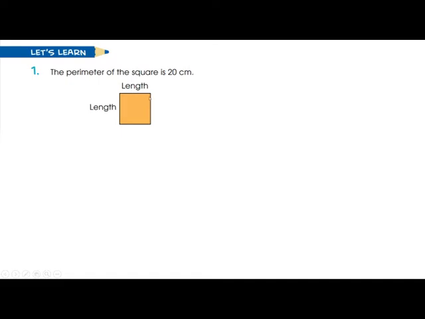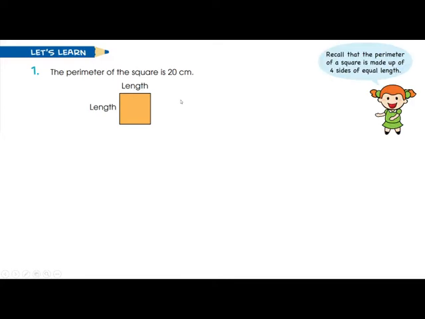This is basically a square. The square has equal lengths and they have 1, 2, 3 and 4 sides. That's why we can say that the sum of 4 lengths is equal to the perimeter of this square. So you have to recall that the perimeter of a square is made up of 4 sides of equal length, and in this one they are asking to find out the value of the length if the perimeter is given, and the perimeter of the square is 20 centimeter.